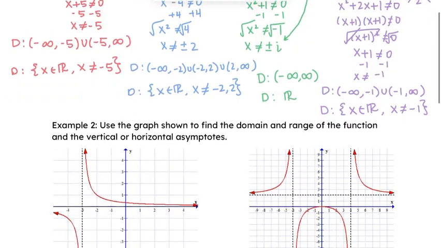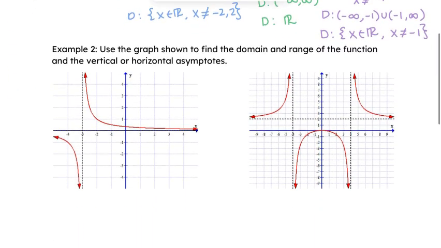Now, if we have a graph, we can also find the domain and range. And then we're going to add on to this. We're not just going to find the domain and the range. We're also going to find the vertical and the horizontal asymptotes. So if I'm looking at my first graph, if I'm trying to find the domain, that's how far left and how far right my graph goes.